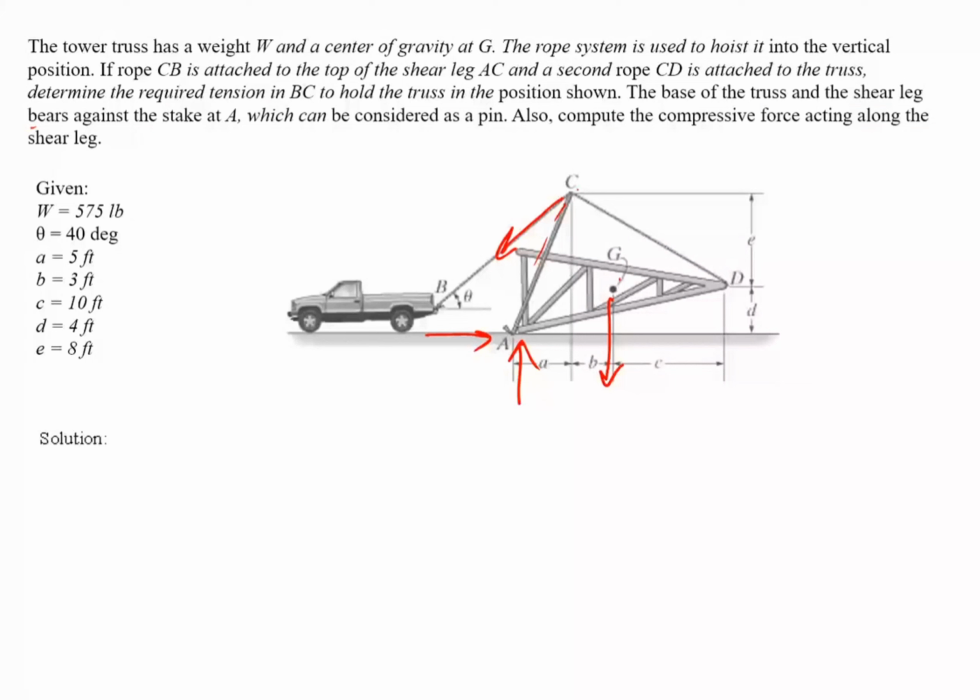Okay, A is pin connected. We've got the rope BC connected at point C, and we've got the weight acting down. So let us see if our free body diagram is right. So that's the free body diagram. So we've got things right. We've got the right forces.